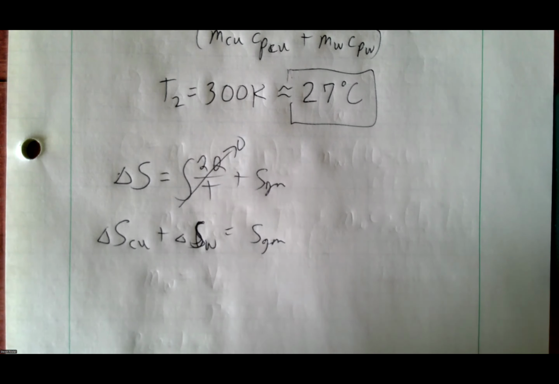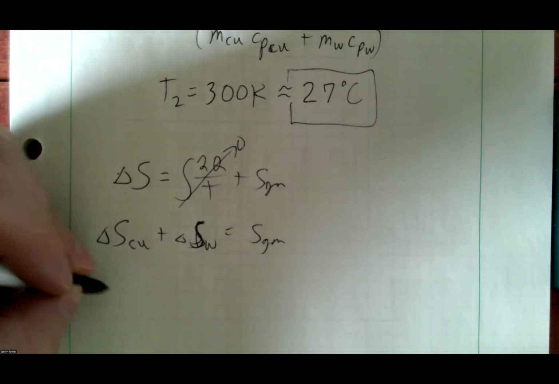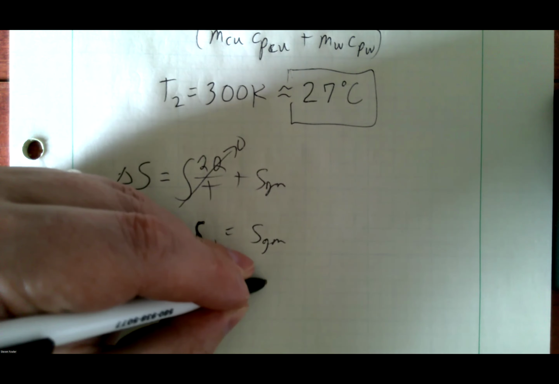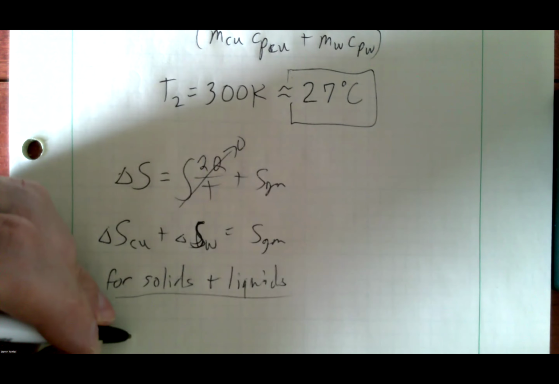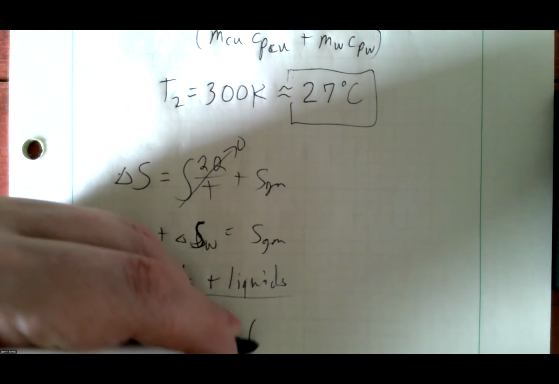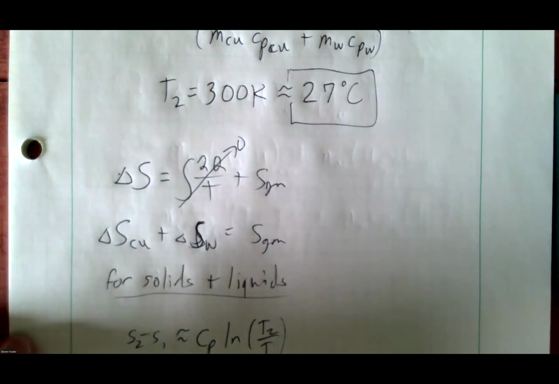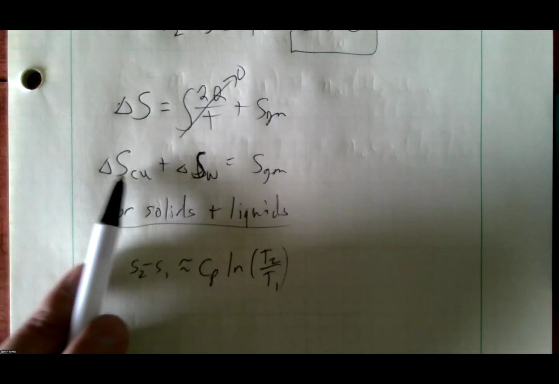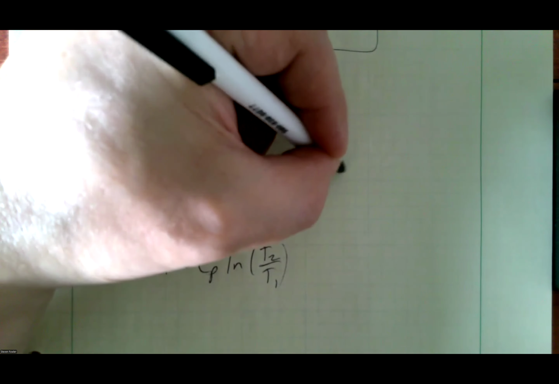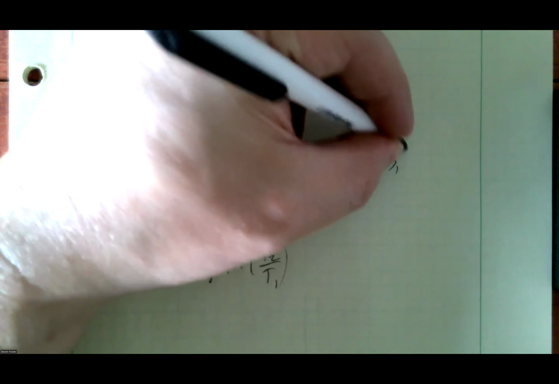Okay. Now these are capital S's. Remember, the Gibbs equation said that for solids and liquids, little delta s is about c_p times the natural log of T2 over T1. That's little s. These are capital S's. What does that mean? That just means I need to use the mass. This is going to be the mass of the copper times little delta s for the copper plus the mass of the water times little delta s for the water.